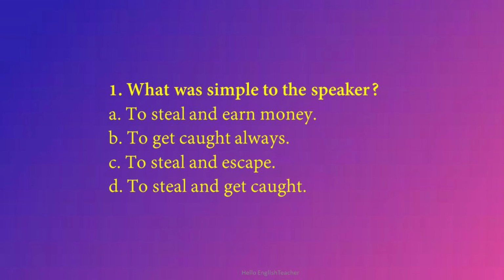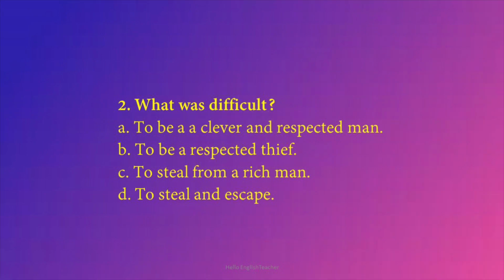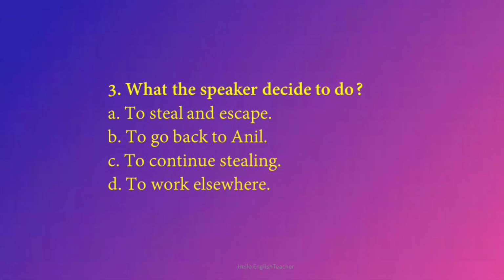So what was difficult? To be a clever and a respected man, to be a respected thief, to steal from a rich man, to steal and escape. So it is very difficult to be a clever and respected man. So the answer is A. So question number 3, what did the speaker decide to do? So to steal and escape, to go back to Anil, to continue stealing, to work elsewhere. So the speaker decided to go back to Anil. So the answer is B.